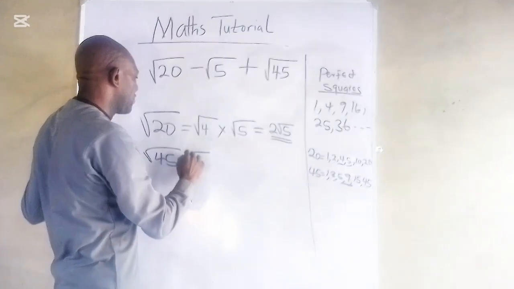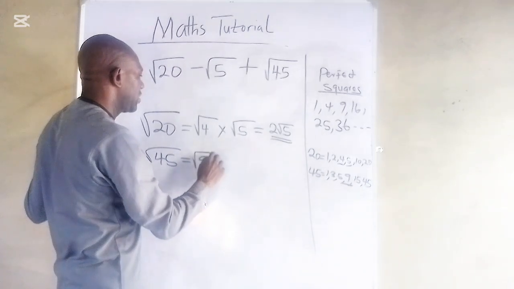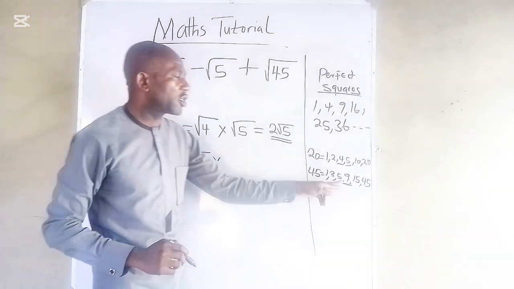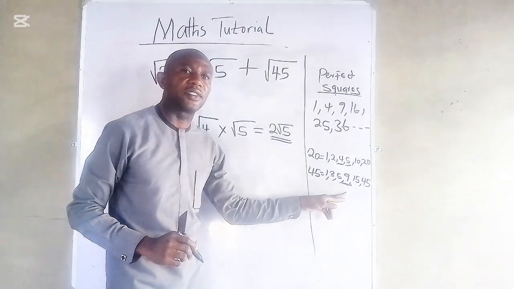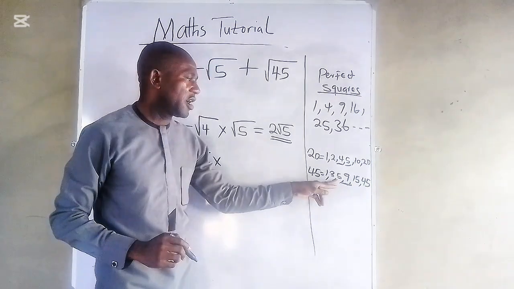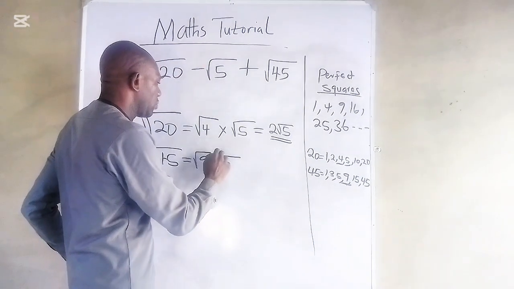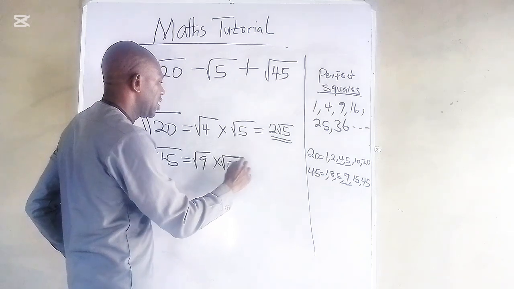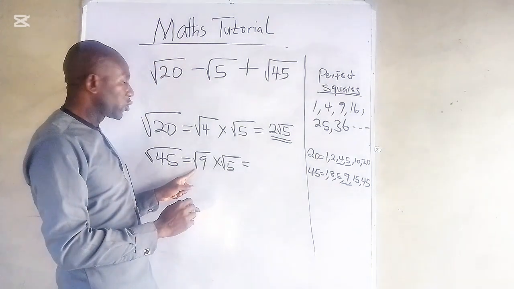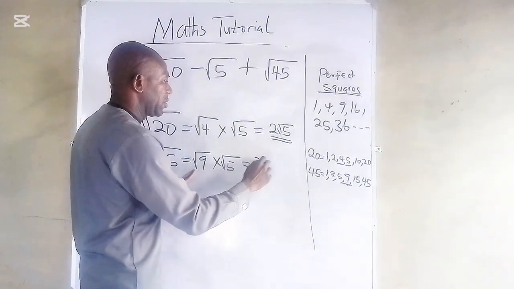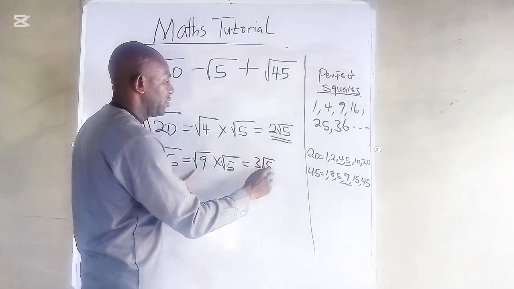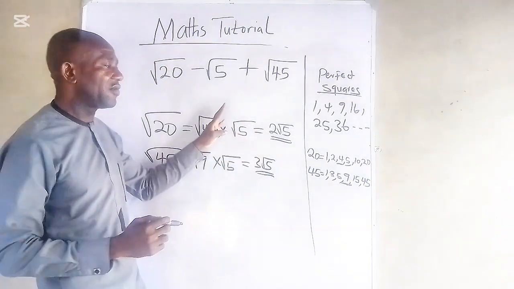So that means we have surd 9 times, what must you multiply 9 with to get 45? That number is 5. So you multiply also by surd 5. And root 9 will give us 3 surd 5. So we have simplified them individually.